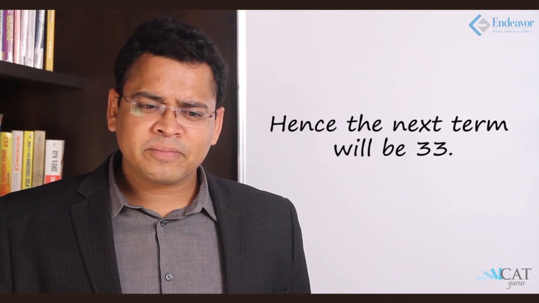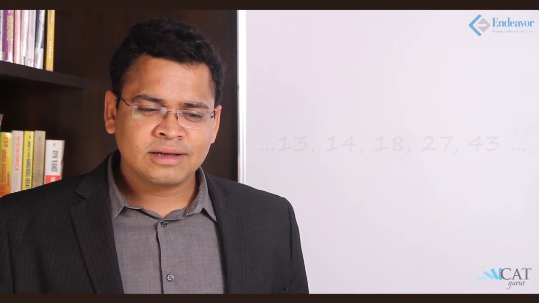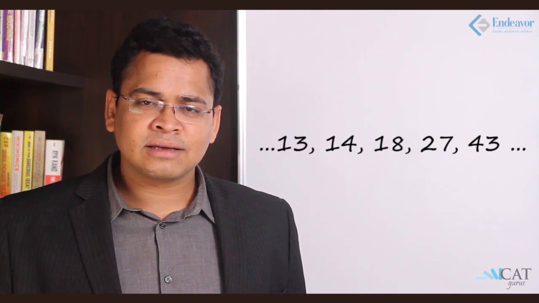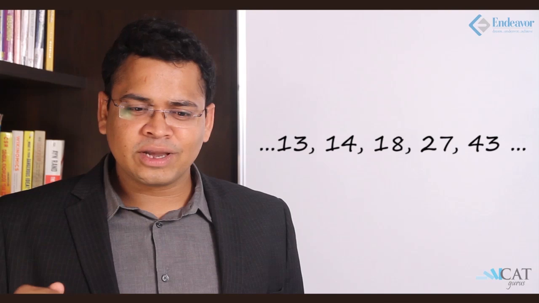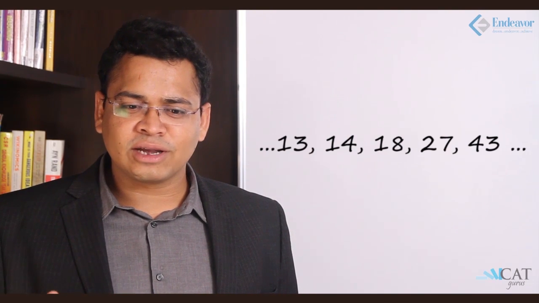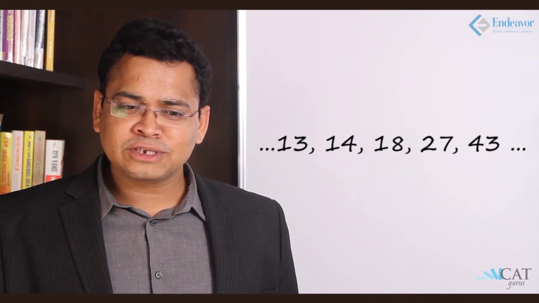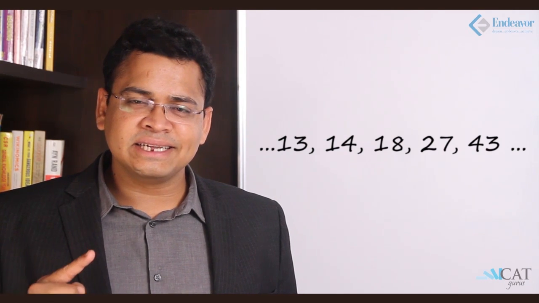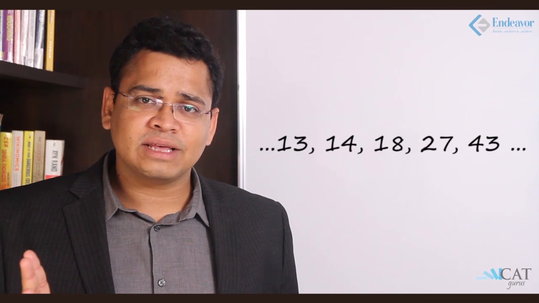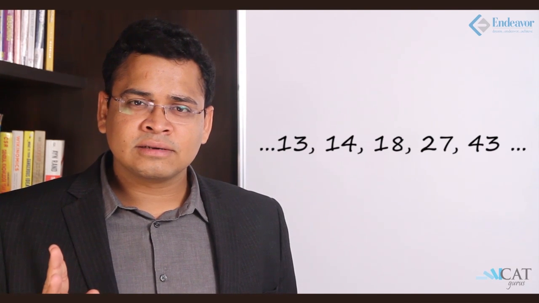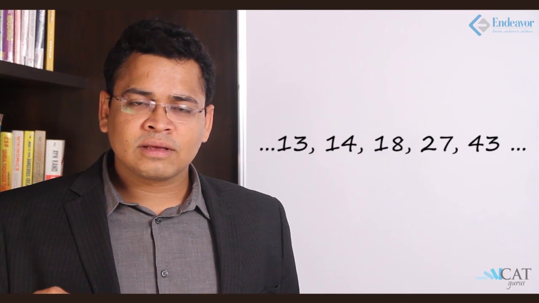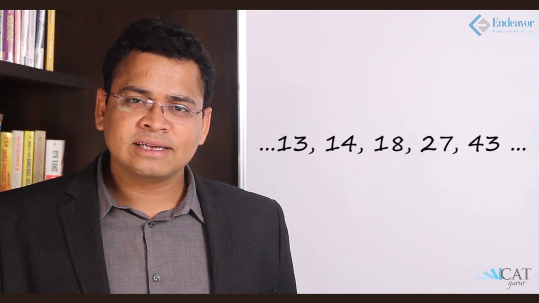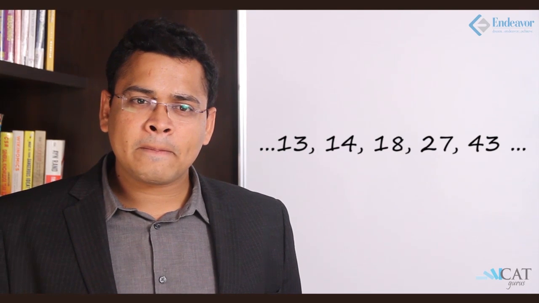Moving to the next, reasonably tricky though. It is 13, 14, 18, 27 and 43. The difference between two successive terms is 1, 4, 9, 16, 25, indicative enough that the difference is perfect squares. So after 25, addition to the last term, we'll have 25 plus 43, 68 as the last one.